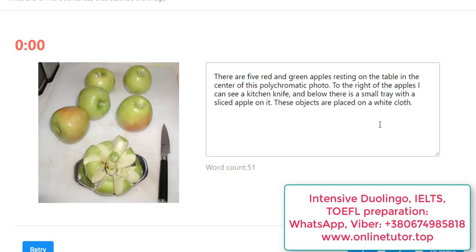Yes, on a white. Oh, I'm sorry, piece of cloth. No, on the white. Yes, you see. Yes, because cloth doesn't like air. Okay. There are 5 red and green apples resting on the table in the center of this polychromatic photo.